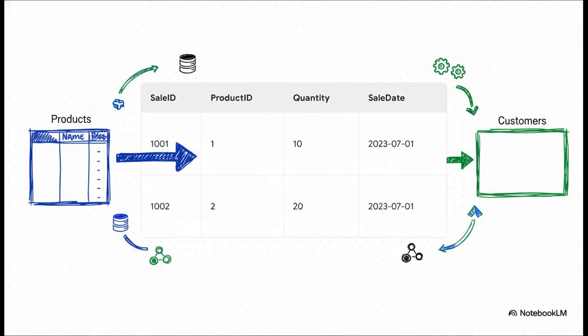And finally, to tie it all together, we have a sales table. It doesn't need to know the product name or the price. It just uses the product ID to point to the right item in the products table. Everything is separate, clean, and linked together with these simple IDs. That, my friends, is a beautifully organized database.